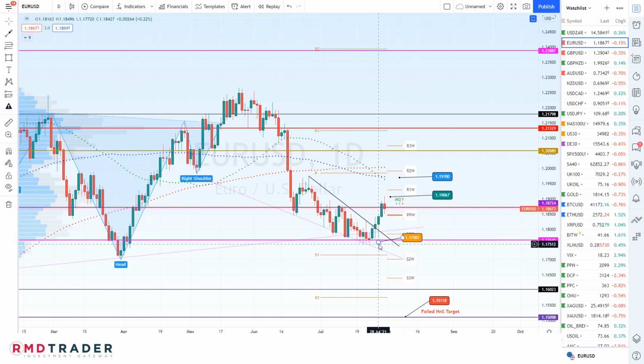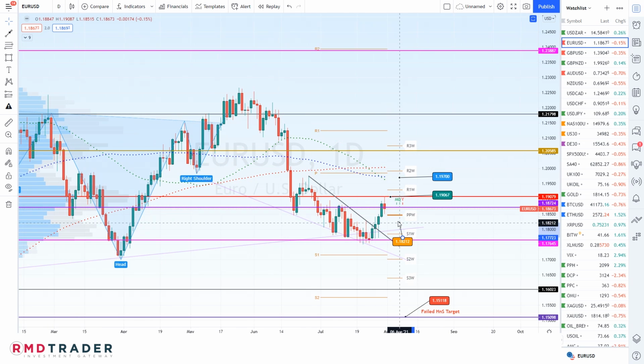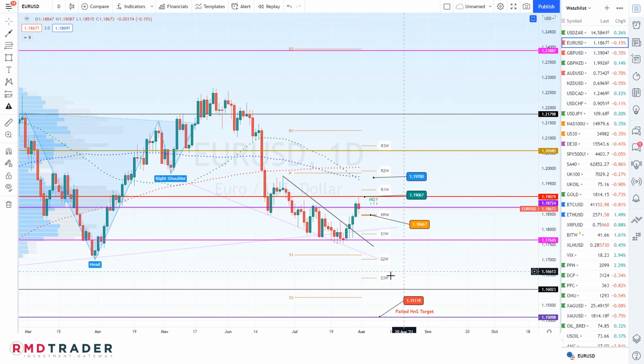And then in terms of a break below support, if price moves back below that low from Friday and also the weekly pivot, there's a good chance that this pattern will fail, and it will continue to move down towards that failed inverted head and shoulders target at 1.151. Obviously, that's quite a big target, meaning there's a chance that we will not see that this week, but only in the coming month.